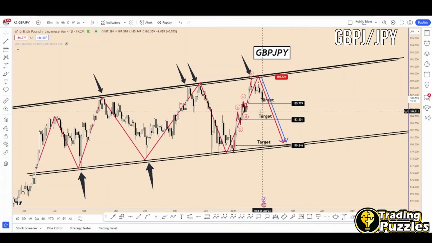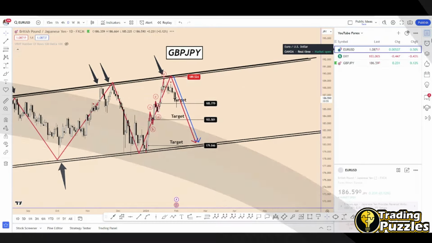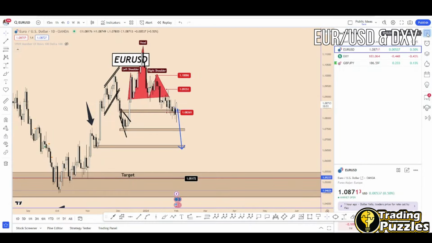The first target was already reached, 185.77. This is the movement, and from the top of the wave that we had here, the overall movement was nearly 315 pips, and the first target was 260 pips, so very big movement. I'm going to explain in detail this analysis in the next video. For today we are going to look at EURUSD analysis and the dollar index.